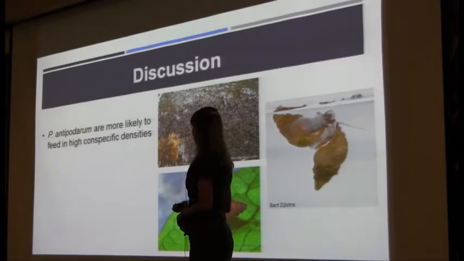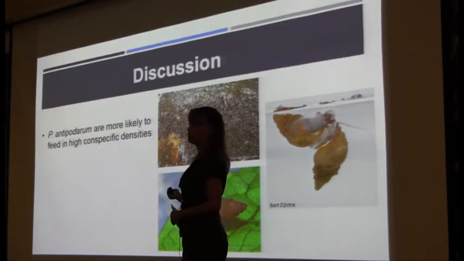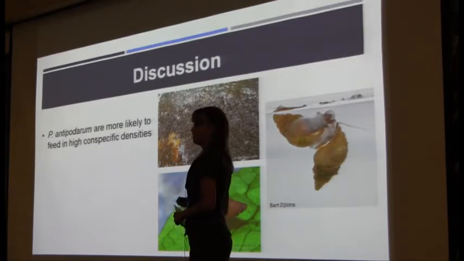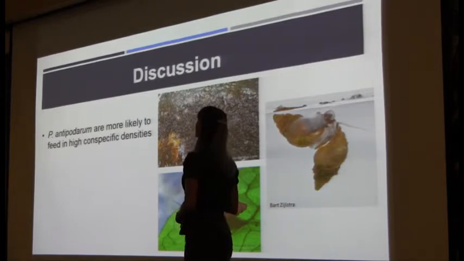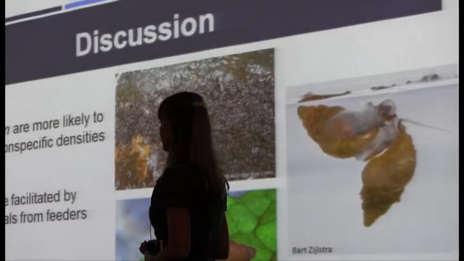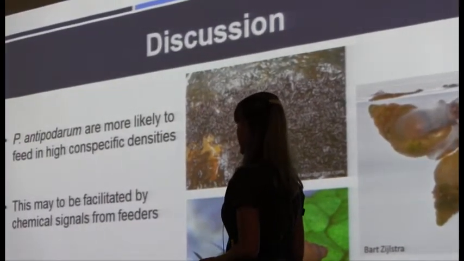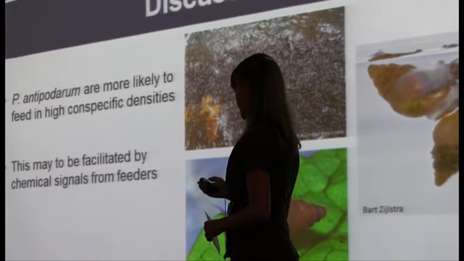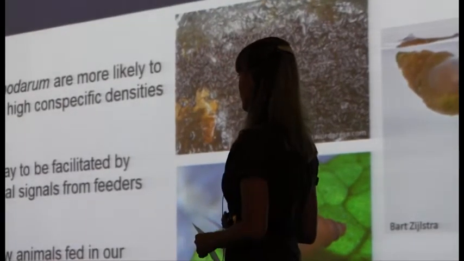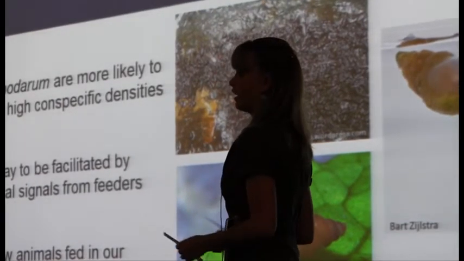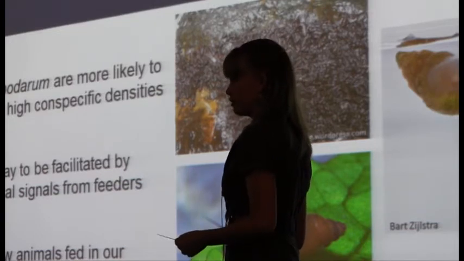So in our experiment, we found that Potamopyrgus are more likely to feed in high conspecific densities, which was consistent with other studies. We found that this may be facilitated by chemical signals from feeders, but again, very few animals fed in our experiments, and we lack statistical power to show this.